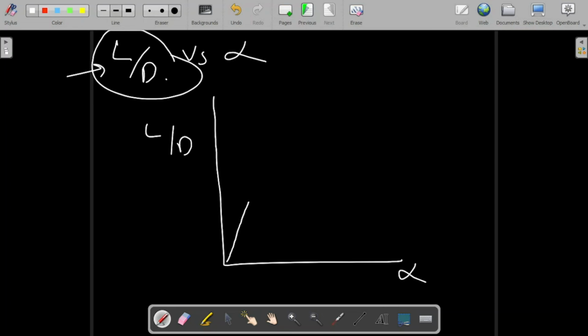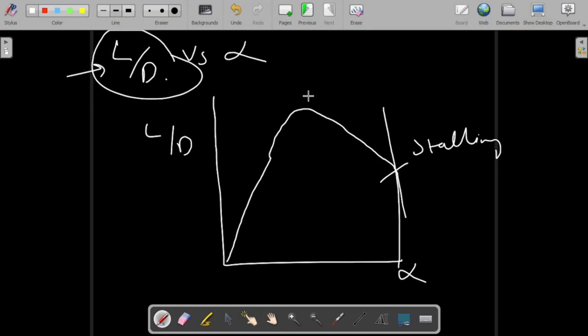Initially the lift to drag ratio is increasing, and at a particular angle it reduces. This is the critical angle of attack, also called the stalling angle, and there is a particular angle at which the lift to drag ratio is maximum, that is producing maximum lift with minimum drag. So these are the curves.